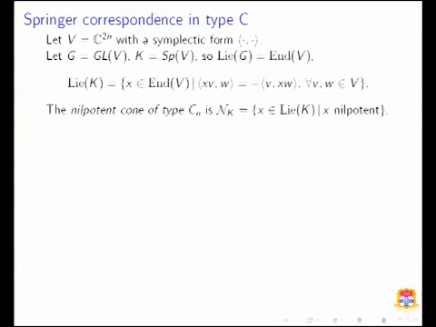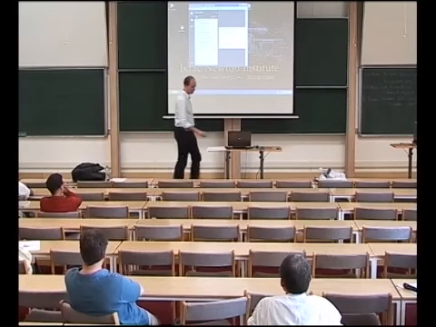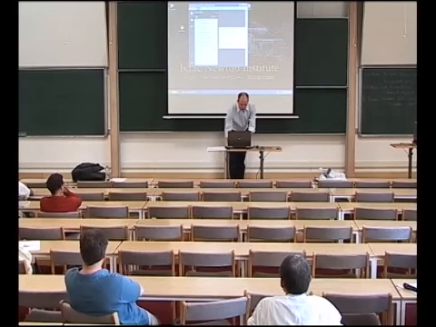So first, to remind you about the ordinary Springer correspondence, throughout the talk I'll be living in the type C world, so this notation will apply all the time, that V is a 2n dimensional vector space with a symplectic form. I'll write G for the general linear group, so it's GL2n, and K for the symplectic group. And so of course the Lie algebra of G is just endomorphisms, the Lie algebra of K is anti-self-adjoint endomorphisms. So that means that they satisfy this.